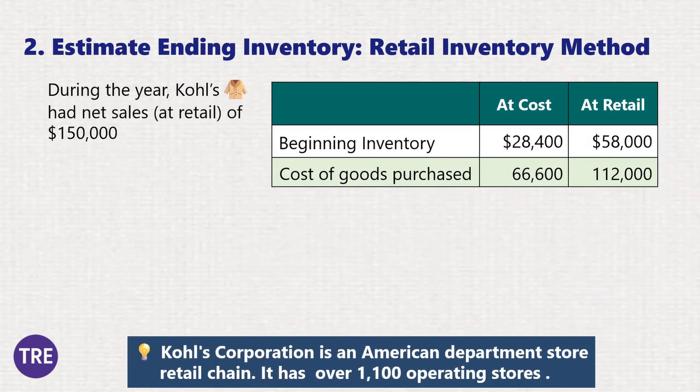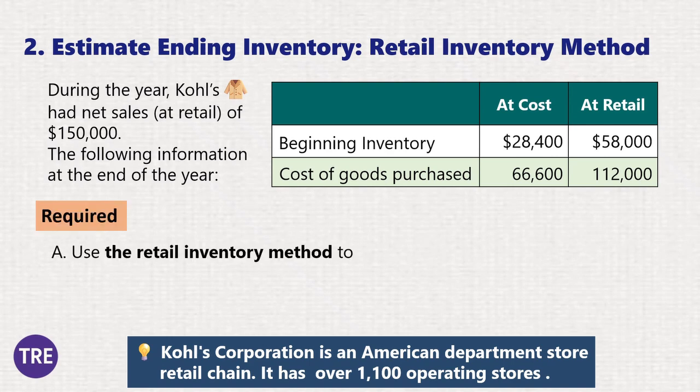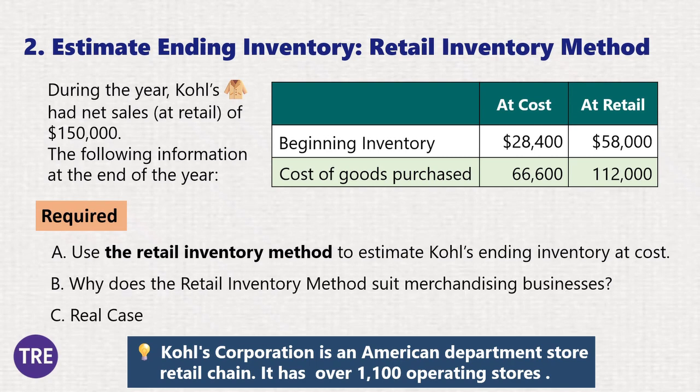During the year, Kohl's had net sales at retail of $150,000. We're also given information about the beginning inventory and the cost of goods purchased, both at cost and at retail. Your task is to use these details to estimate the ending inventory at cost. Then, think about why this method is particularly suited for merchandising businesses, and finally, consider how companies like Kohl's, Costco, or Zara might apply it in the real world.